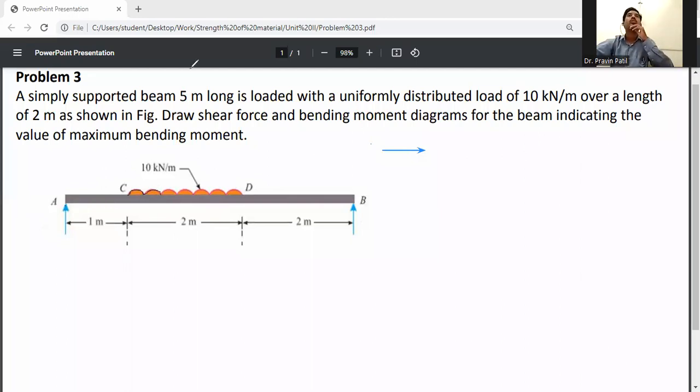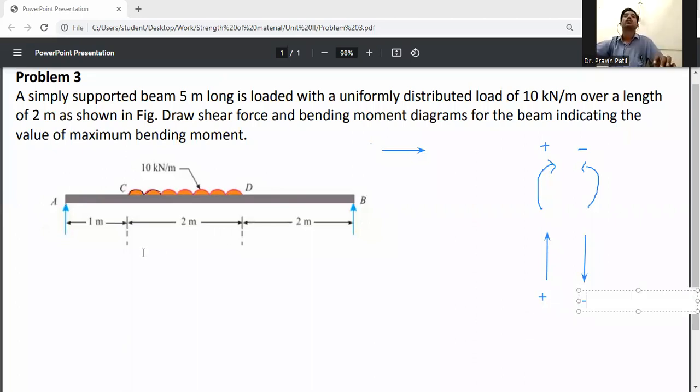First of all, we need some assumptions. If the moment is clockwise, we will take it as positive value. If the moment is anti-clockwise, then we will take it as negative value. If the force is in upward direction, then we take positive value. If the force is going downward, then we take negative.